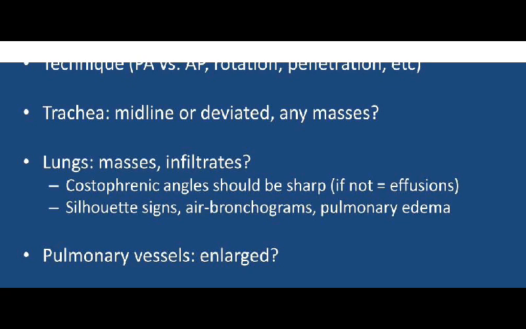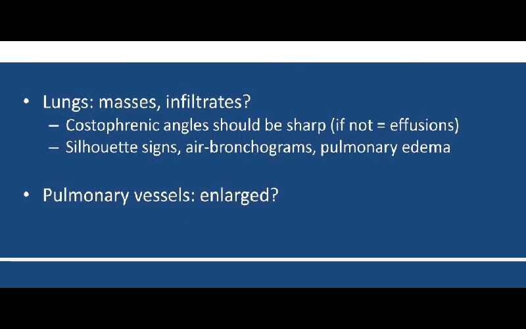Yes. So now you also look for serious signs, the air bronchograms and pulmonary edema. Remember I told you what serious signs are. It actually acts as a guide to help identify pathologies.